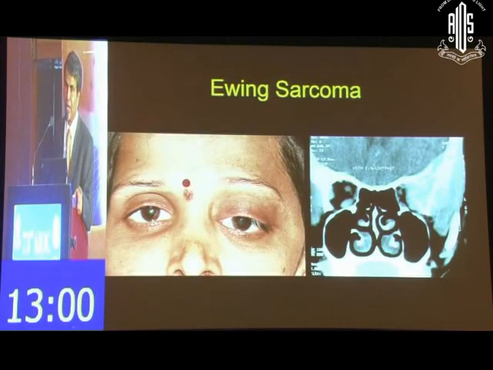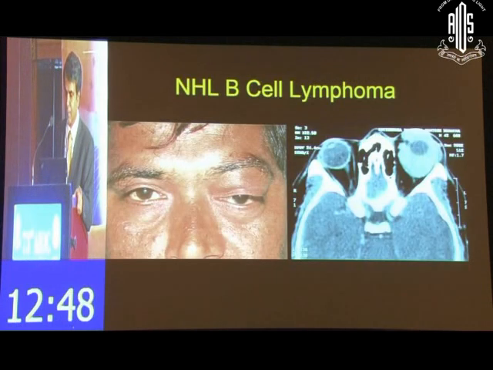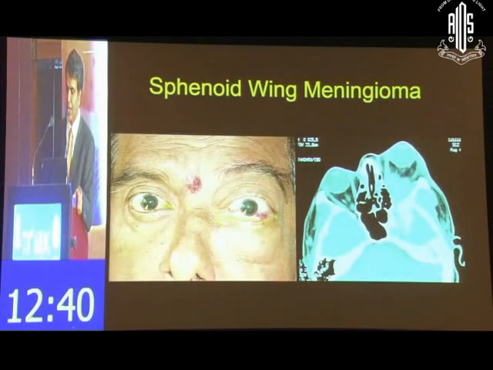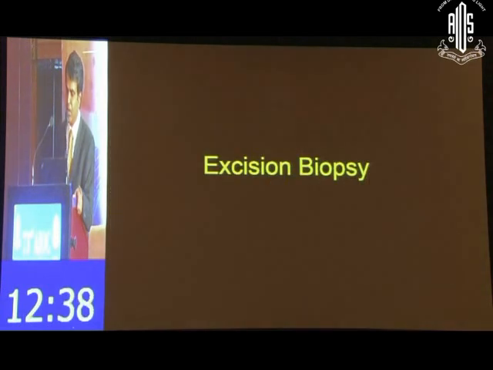In patients like Ewing sarcoma, where you know for sure that you cannot excise the lesion completely and you only want a diagnosis, you would resort to incisional biopsy. Once the diagnosis is confirmed, these patients can be treated with chemotherapy and radiation. Same with NHL, B-cell lymphoma or any sort of lymphoma, where all you need to do is incisional biopsy, not try to remove the lesion completely. Same with sphenoid wing meningioma.